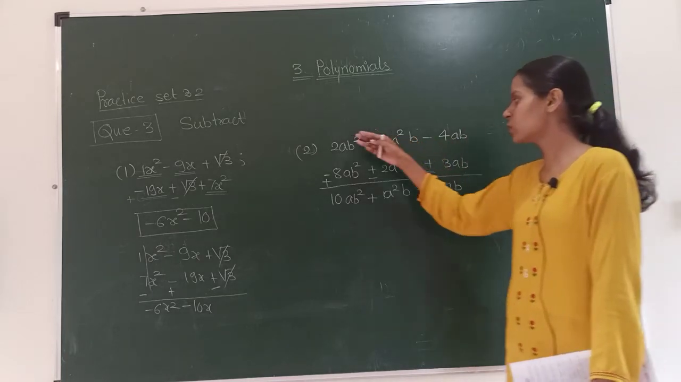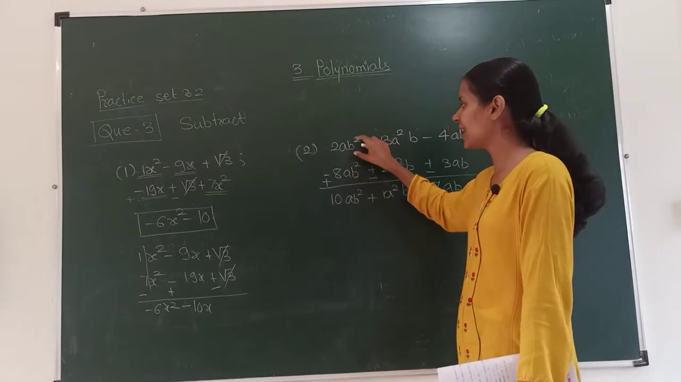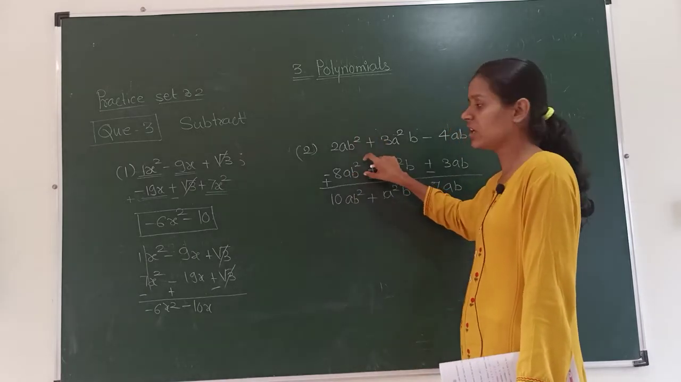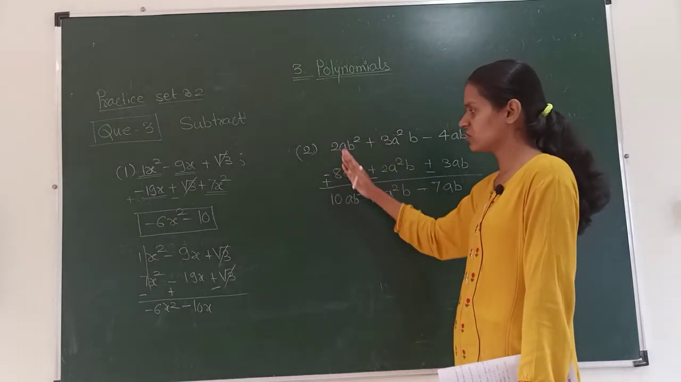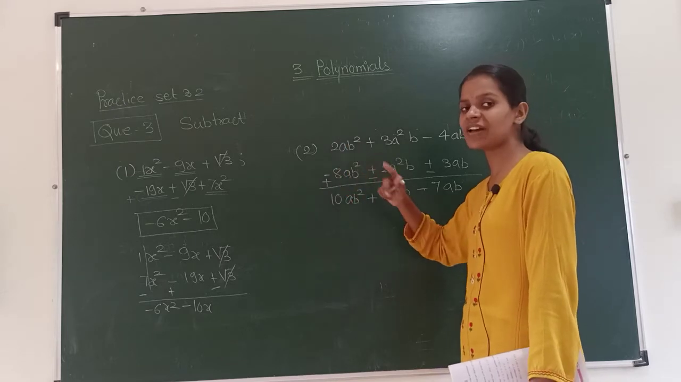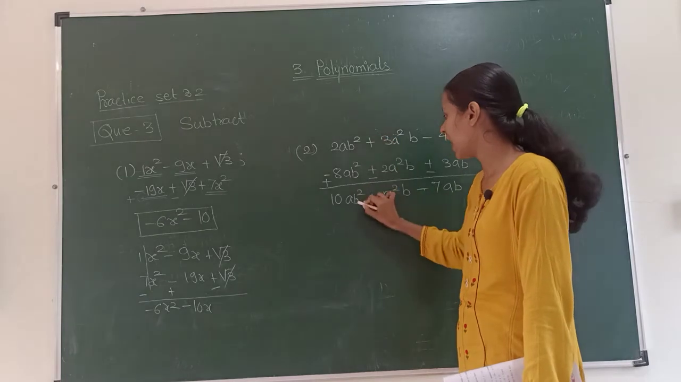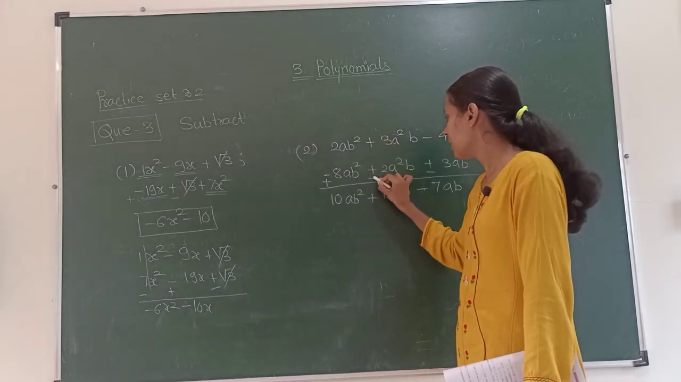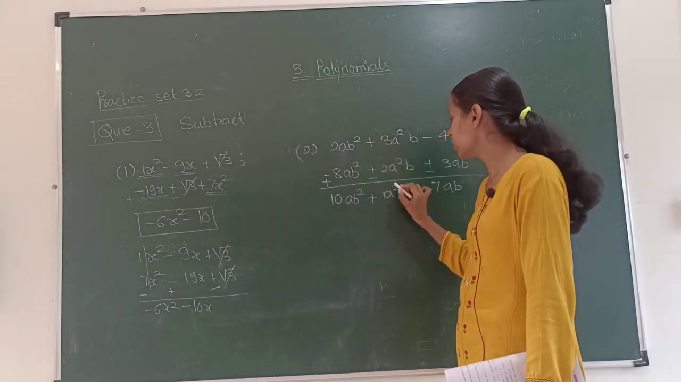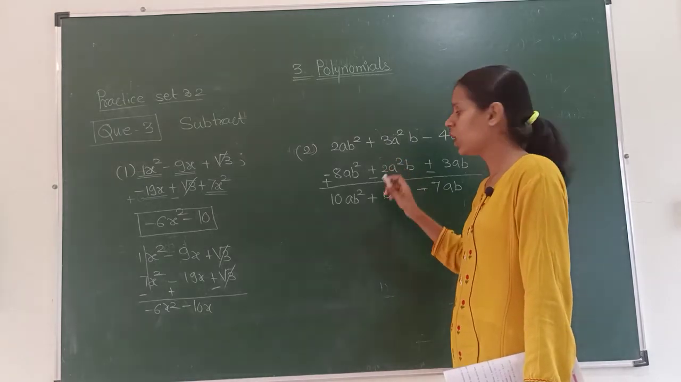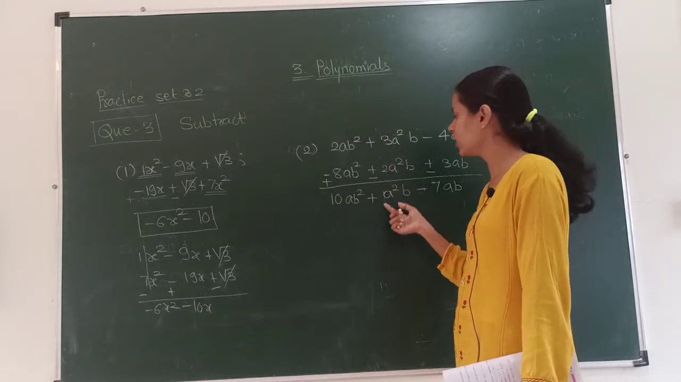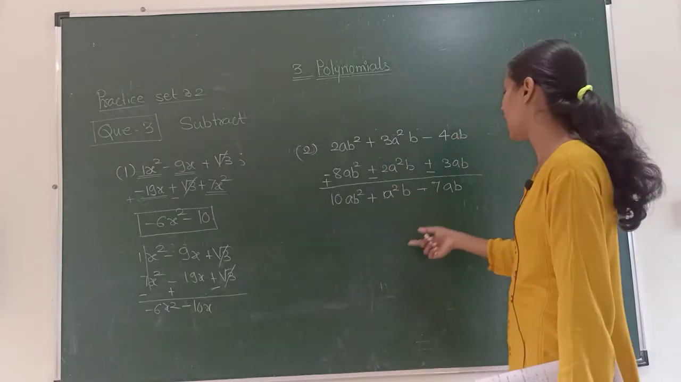How did we do this? These two are the polynomials. We have written the like terms under the polynomial first. We are just subtracting the coefficients. Then 8 plus 2 is 10 ab square, which we write in the common column. 3 minus 2 is 1. We don't need to write 1, so a square b stays as it is.